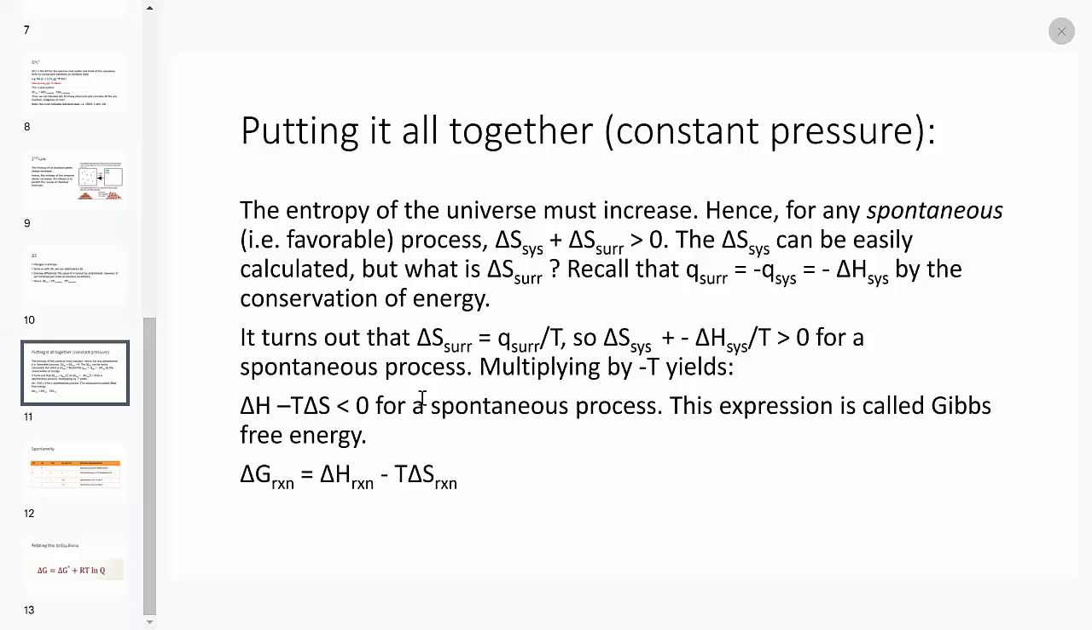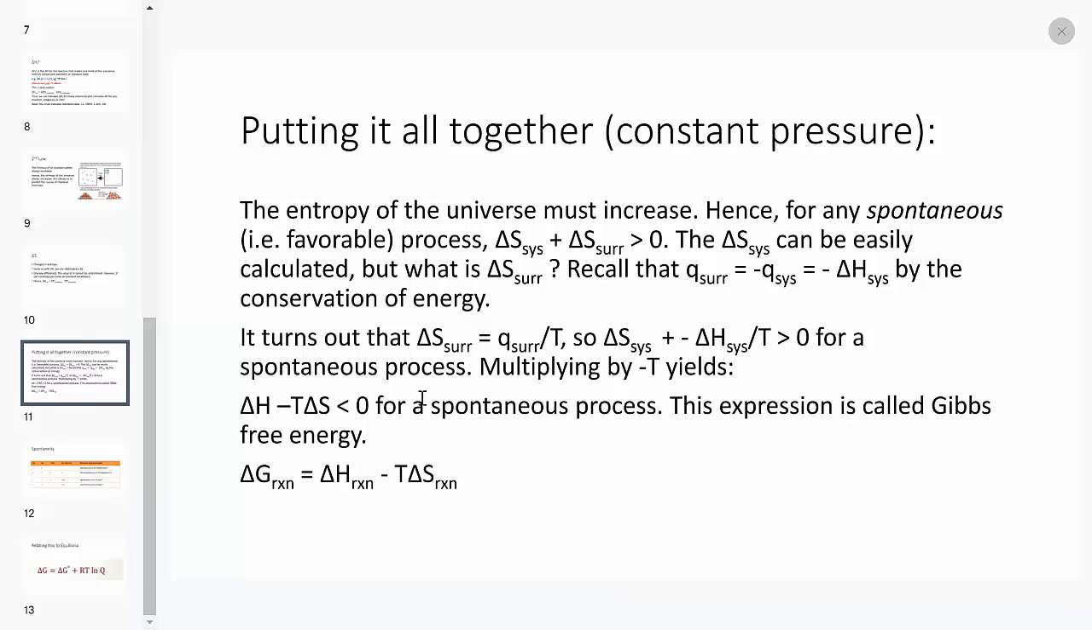So let's put all of this stuff together. And of course, this is for a constant pressure process. Let's say we're a chemist and we want to figure out, will a reaction go forward or not? Is the reaction favorable? Well, we know that the entropy of the universe will always increase. That means that the sum of the delta S of the system and the delta S of the surroundings must be greater than 0, because the system and surroundings comprise the entire universe.